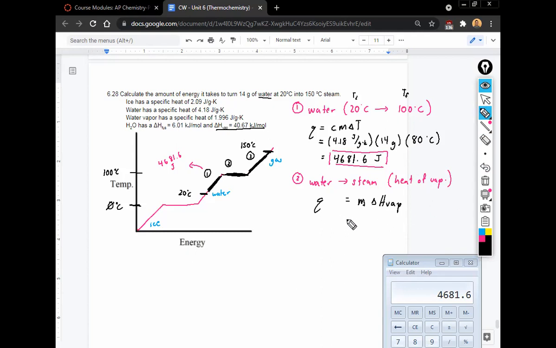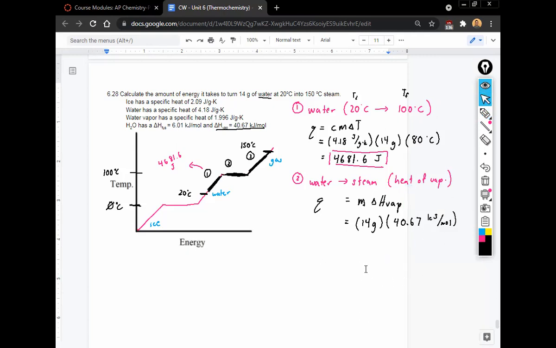So all we need to do is plug in the numbers. We still have 14 grams of water, and then we need to multiply that by 40.67 kilojoules per mole. Okay. Now, can I plug in these values exactly the way that I have them?